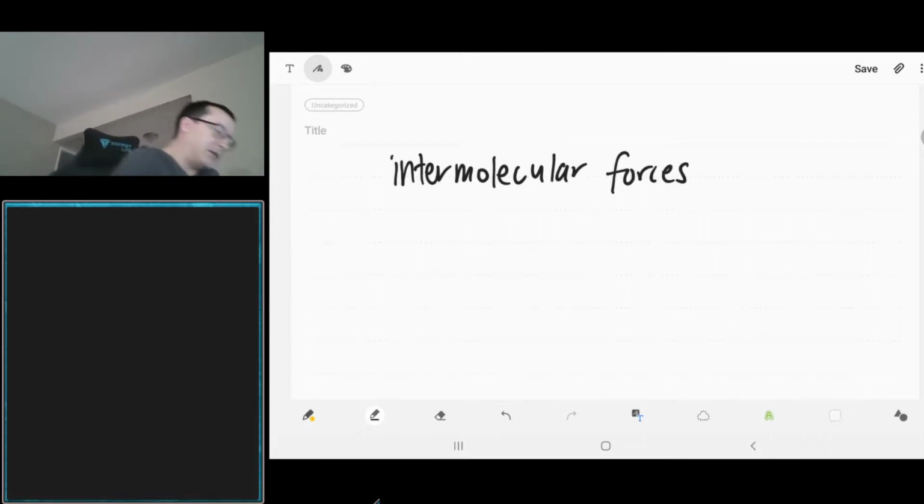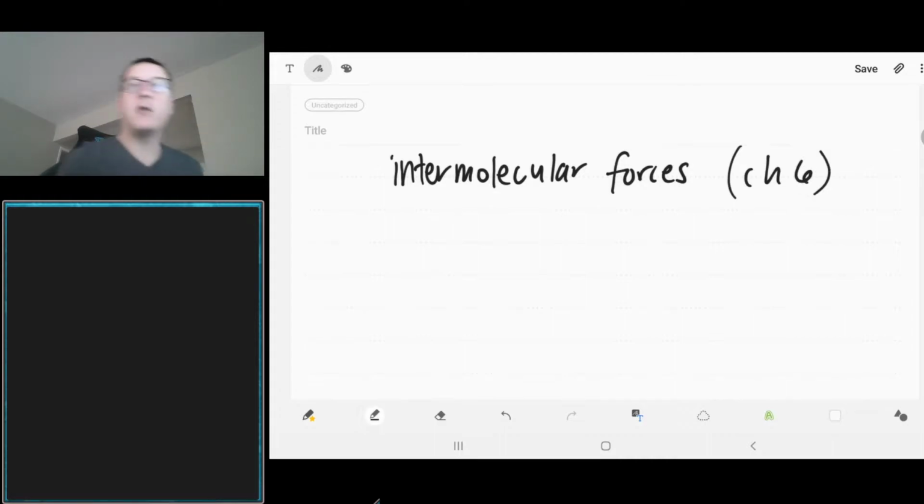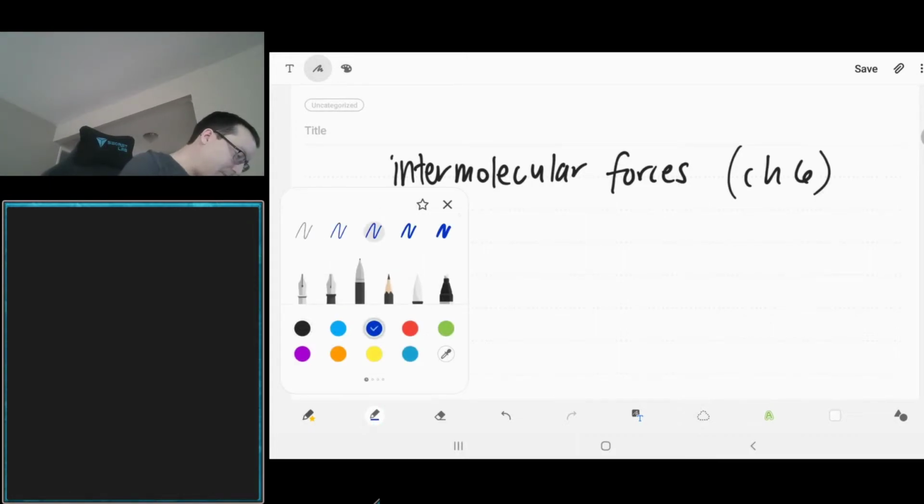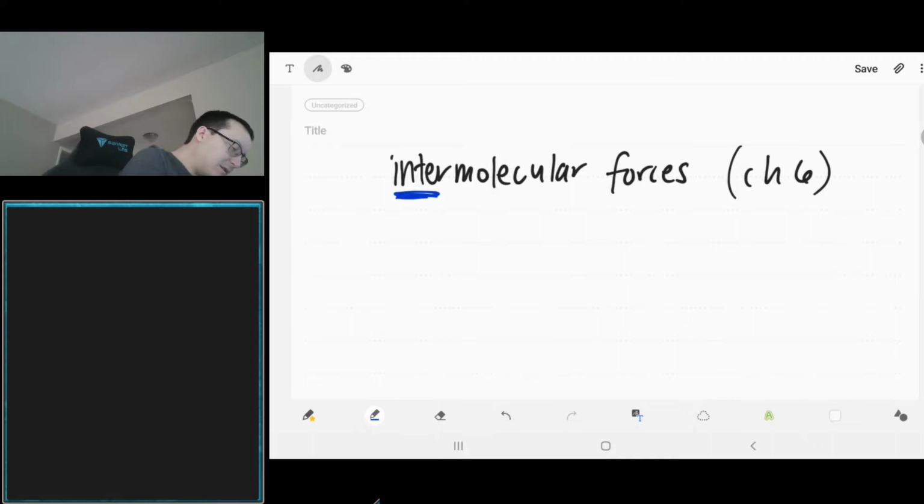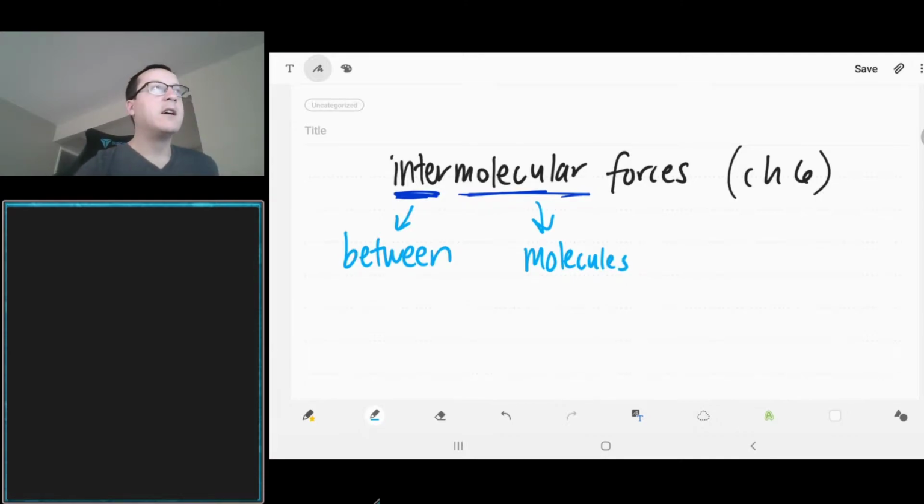So this chapter 6, we'll be talking about intermolecular forces. If we take a look at this word, we're going to see that it has two components: the inter part and the molecular part. Inter means between, and molecular means something to do with molecules, right? So in this chapter, we're going to be focusing on forces that exist between molecules.